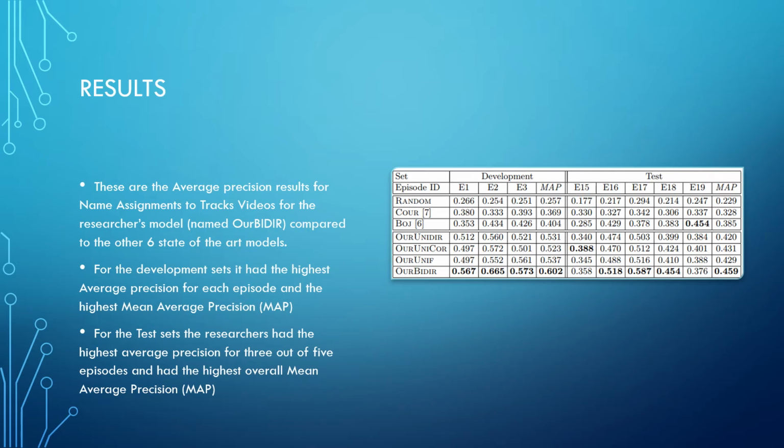Here are the results. These are the average precision results for name assignments to tracks in videos for the researchers' model, named R, BIDIR, compared to the other 6 state-of-the-art models. And as you can see on the right, that's where all the information is tabled. For the development set, it had the highest average precision for each episode and the highest mean average precision as well. For the test set, the researchers had the highest average precision for 3 out of 5 episodes and had the highest overall mean average precision.